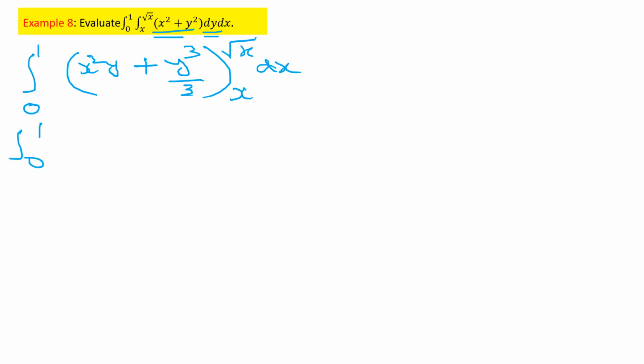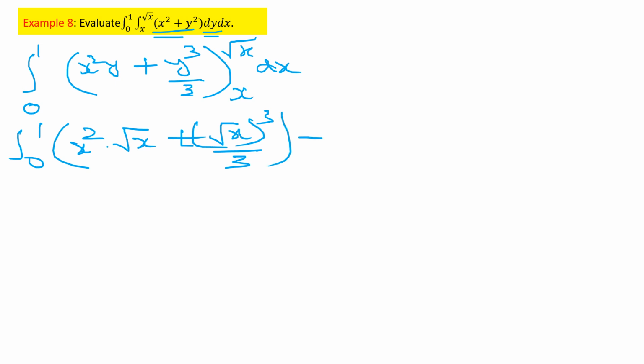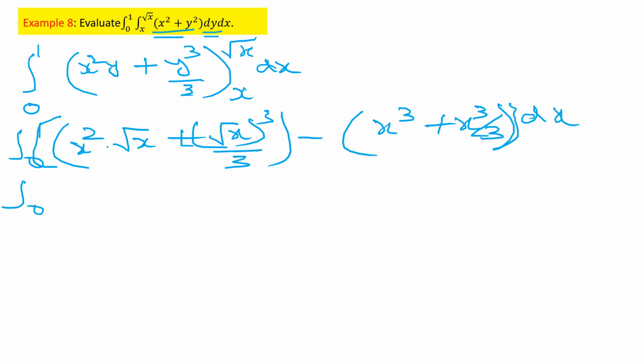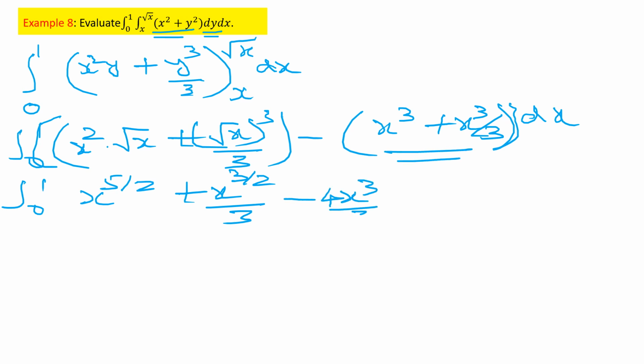So this will become, from 0 to 1, x squared square root of x plus square root of x to the power 3 divided by 3, minus, if I substitute the lower limit, x to the power 3 plus x to the power 3 by 3, all into dx. So now we have 0 to 1. The first term will become x power 5 by 2. The second term will become x power 3 by 2 by 3. And simplification will give minus 4x to the power 3 by 3.